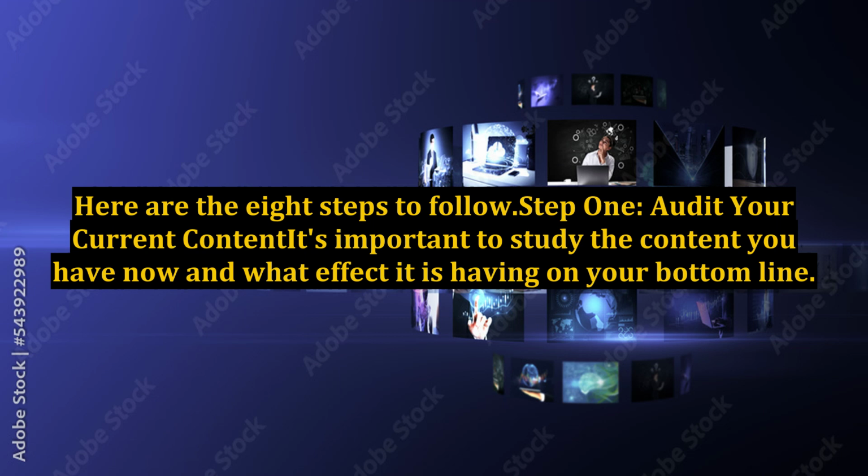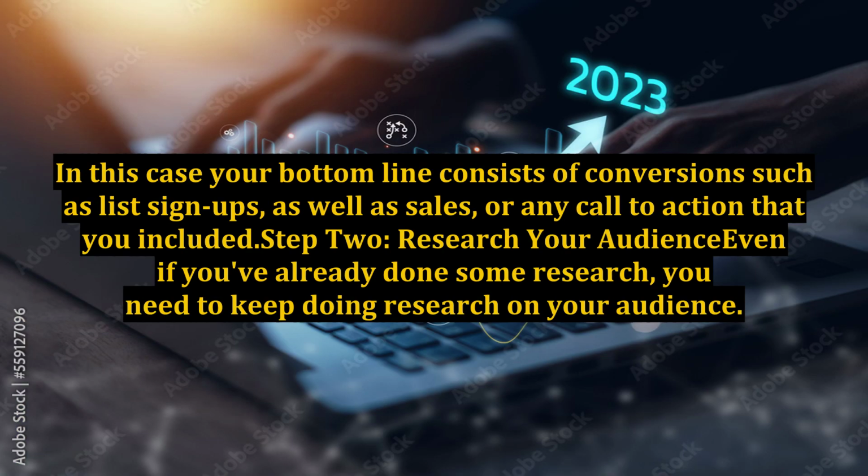Here are the 8 steps to follow. Step 1. Audit your current content. It's important to study the content you have now and what effect it is having on your bottom line. In this case, your bottom line consists of conversions such as list signups, as well as sales, or any call to action that you included.